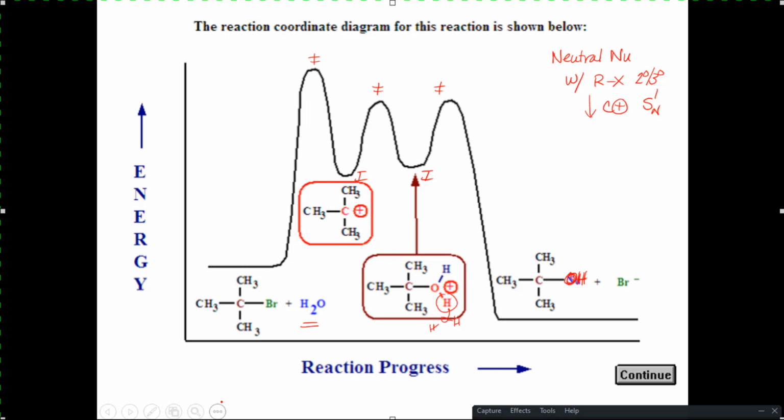So that's the difference between a neutral nucleophile reacting in a solvolysis reaction and a negatively charged nucleophile reacting in the case of an SN1 that is not solvolysis. Okay.